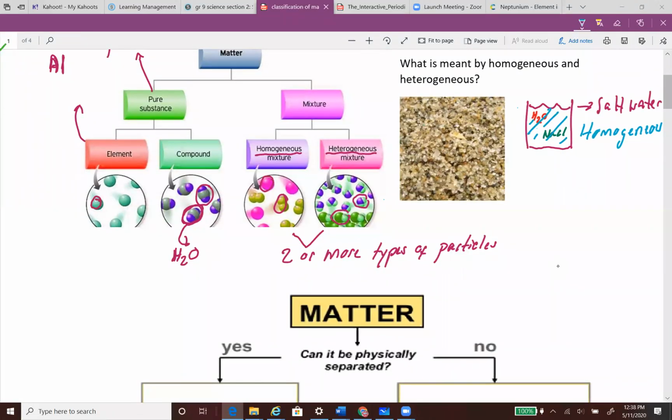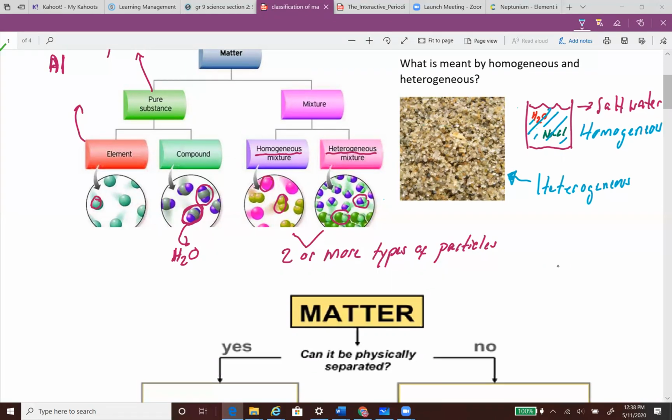Now, if you look at this picture over here, you notice that it doesn't look the same everywhere. I think this would be a section of sand. I could see different colors of sand grains, right? So this would be an example of something that is heterogeneous, as you can clearly see the difference between the two.